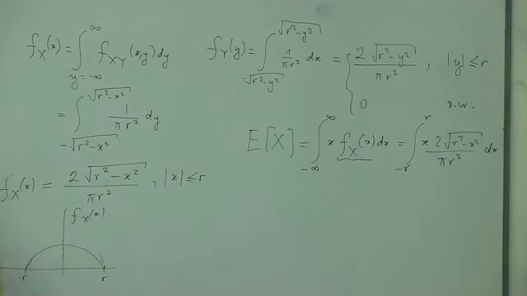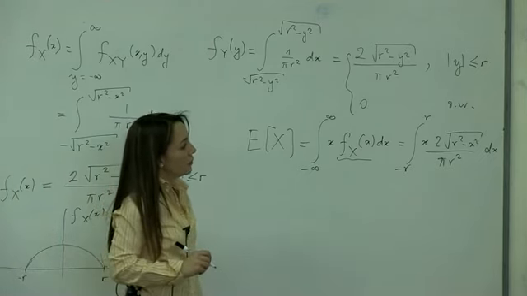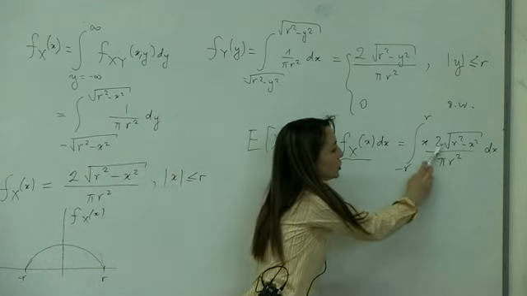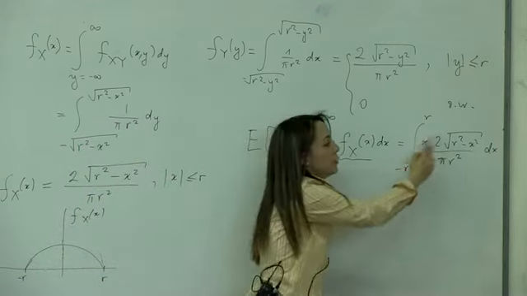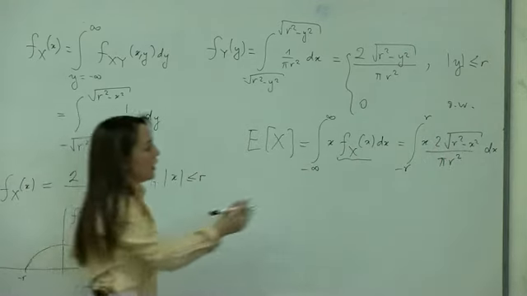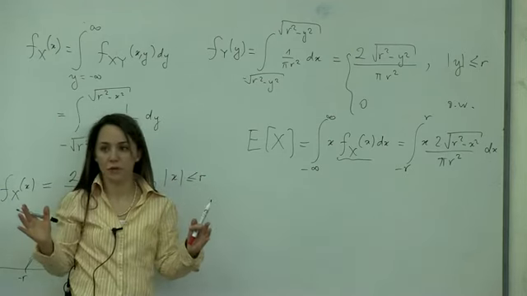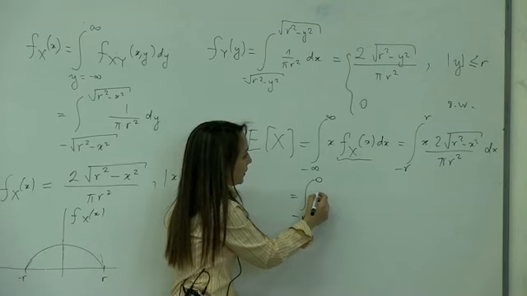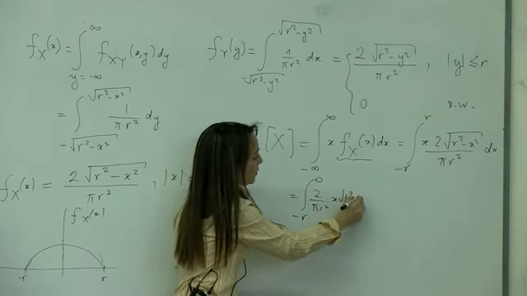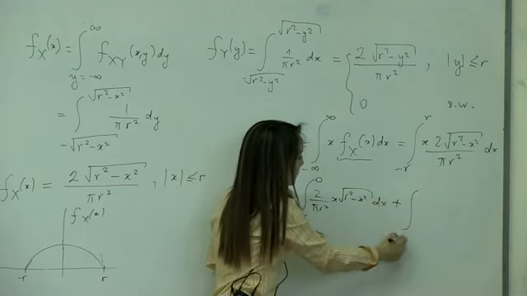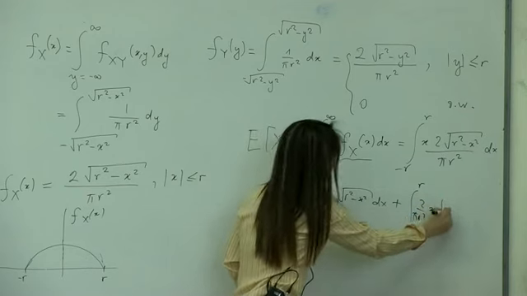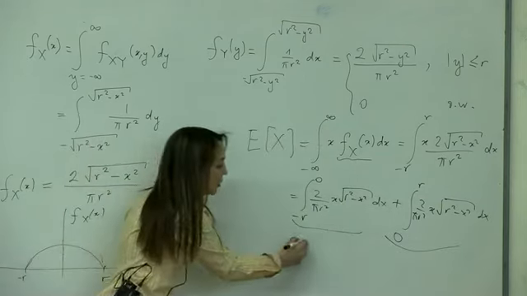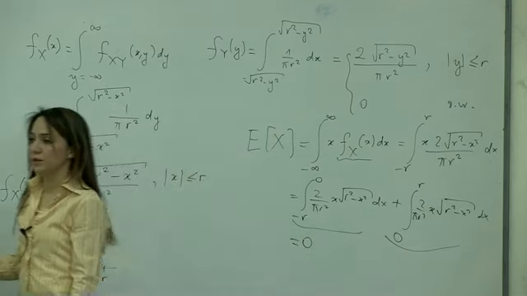Now you may think maybe it's not such a trivial integral. However, if you look closely, the PDF is an even function and x is an odd function, which makes the whole integrand an odd function. We are integrating over a region that's symmetric around the origin, so the integral is going to be 0. Explicitly, you can split the integral into two pieces, from negative r to 0 and from 0 to r, of 2 over pi r squared times x times the square root of r squared minus x squared dx, and these two parts cancel each other. So we get 0.